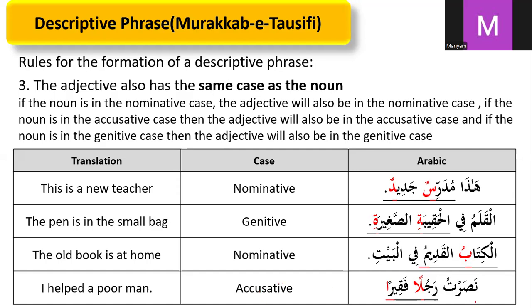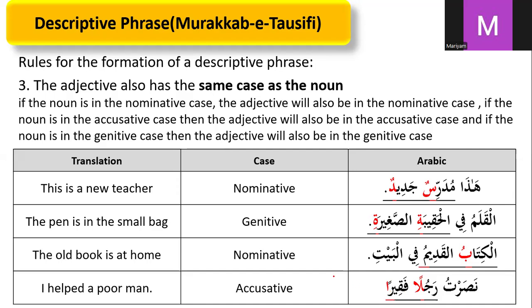Now come here. Nasartu, I helped, rajulan faqiran, a poor man. So now this is the object of help. I help a poor man. So I is the subject, help is the verb, and a poor man is now here the object. So it ends with fatha. Here you can see the noun ends with fatha tanween. So the adjective also ends with fatha tanween.